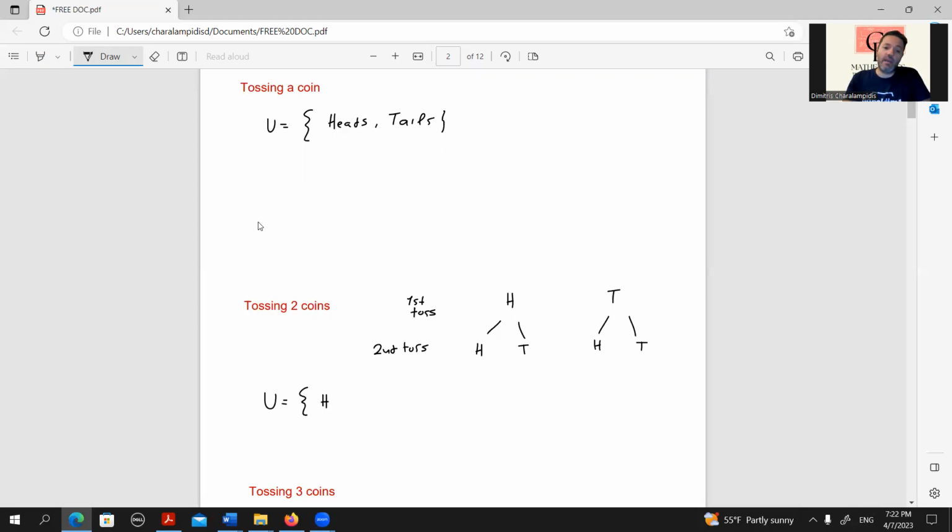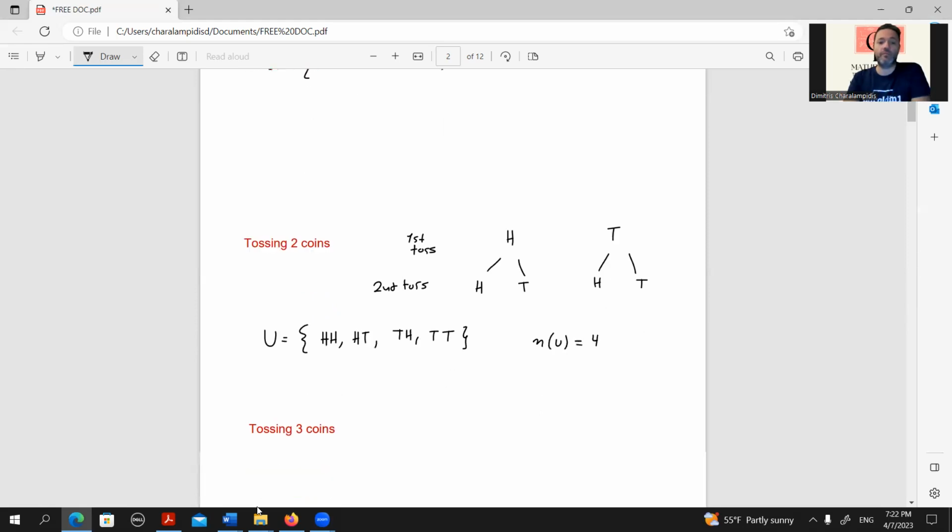It will be heads and heads, meaning that in both tosses we got heads. It could be heads and tails. It could be tails and heads, or finally tails and tails. So when we toss 2 coins together, we have 4 different options. The cardinality of the universal set in this case would be 4. And remember that we denote that by n(U) equals 4.